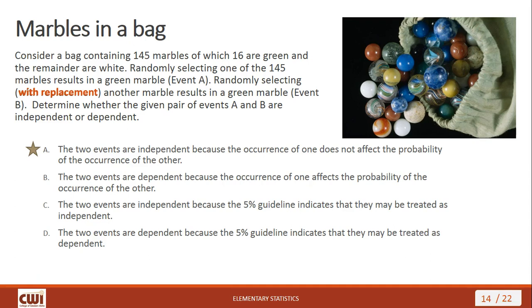Again, the key word here is with replacement. So when you see with replacement, you know the events are independent. If you see without replacement, then you know that the events are dependent. Very important to get that straight because how you calculate your probabilities is going to change depending on whether the event is independent or dependent.